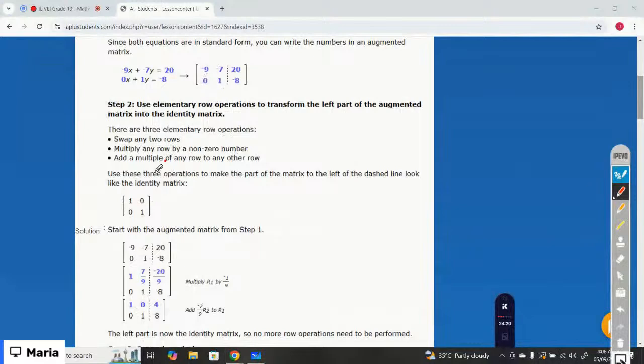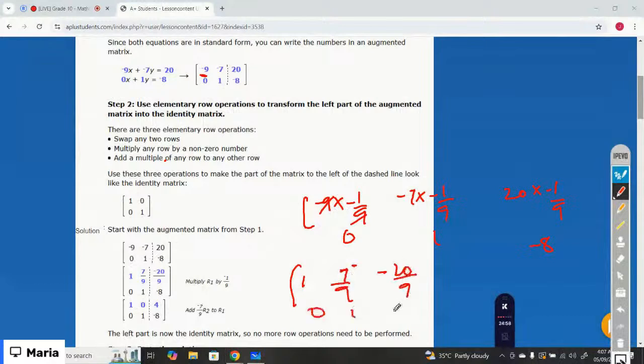Okay, now the first thing is you have to make 1 over here, right? So to make 1 over here, you can divide this row by -9. Here you can see that you have -9 times -1 over 9, -7 times -1 over 9. You are dividing the whole row by -9, right? The second row stays 0, 1 and -8. So 9 and 9 cancel out, negative and negative makes it positive. So you are left with 1, 7 over 9, -20 over 9, and 0, 1 and -8, right?